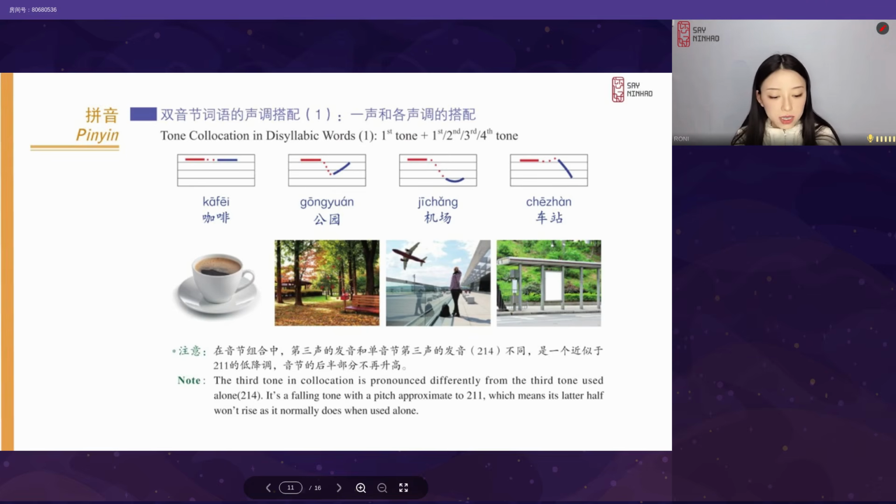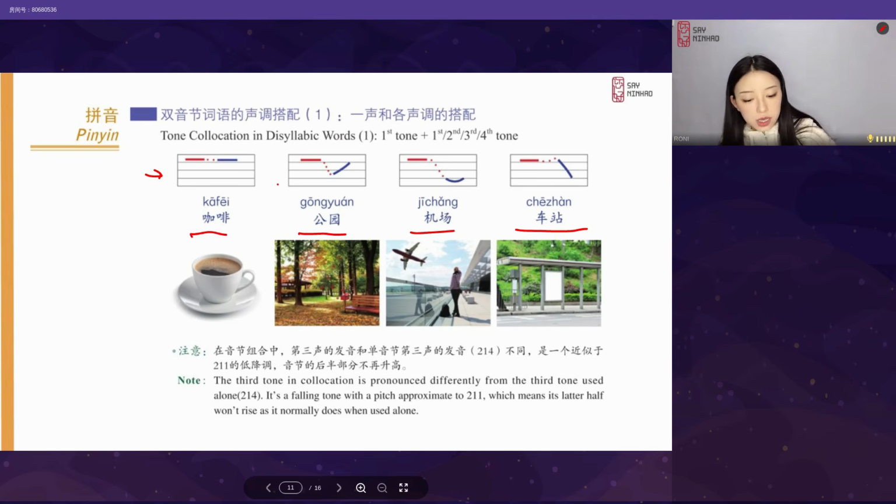Okay, let's see. These four words, some of them you already know. First one is 咖啡, which means coffee, 咖啡. And we can see here there are four tables, which indicate the pitch of the tone, okay, from 1 to 5. And we can see the first tones are on the highest pitch, almost 5, fifth pitch, okay, 咖啡, it means coffee.